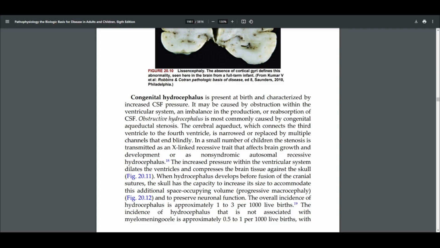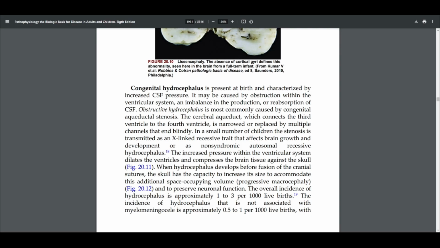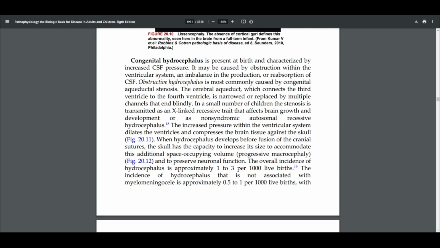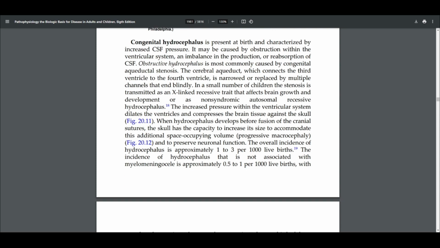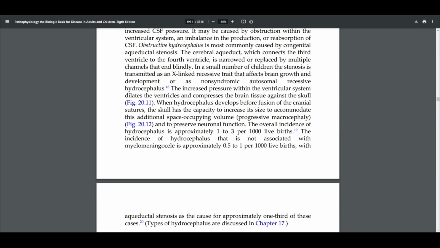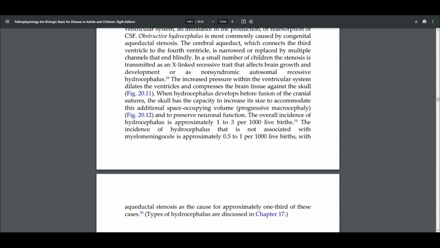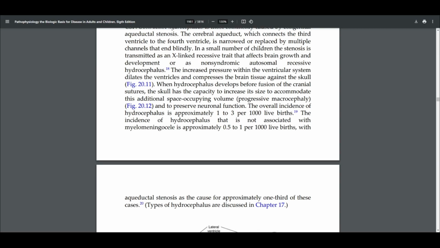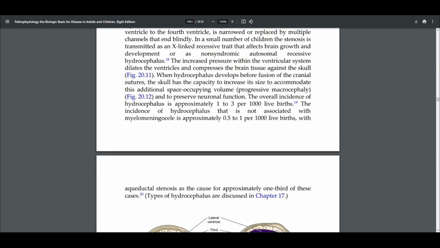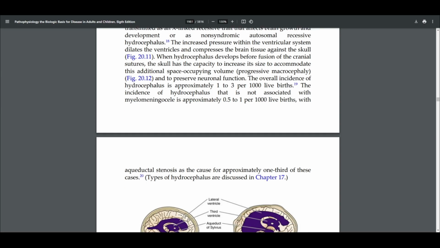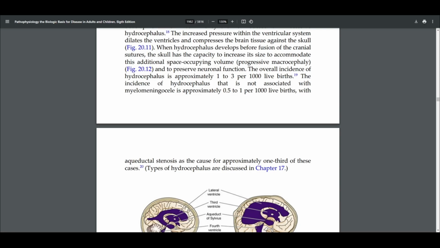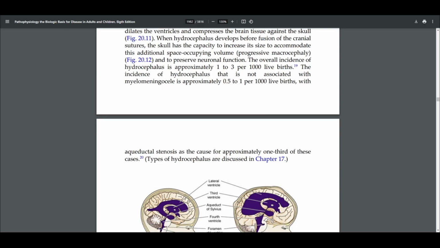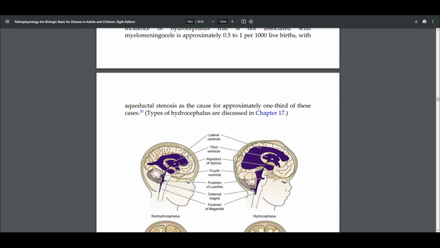The increased pressure within the ventricular system dilates the ventricles and compresses the brain tissue against the skull. When hydrocephalus develops before fusion of the cranial sutures, the skull has the capacity to increase its size to accommodate this additional space-occupying volume and to preserve neuronal function. The overall incidence of hydrocephalus is about 1 to 3 per 1,000. The incidence of hydrocephalus that is not associated with a myelomeningocele is approximately 0.5 to 1 per 1,000, with aqueductal stenosis as the cause for approximately one-third of these cases.